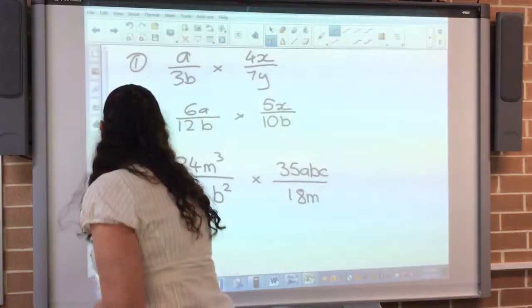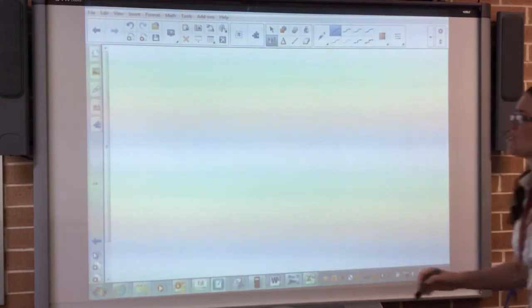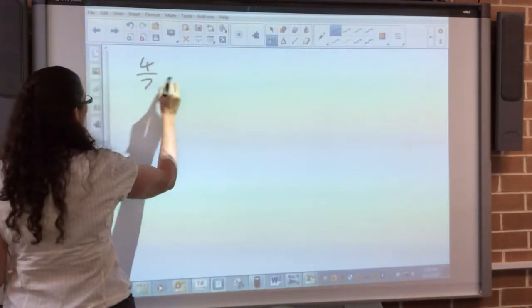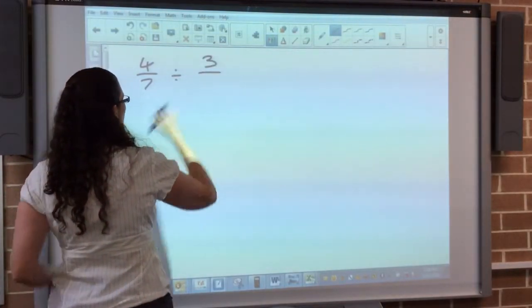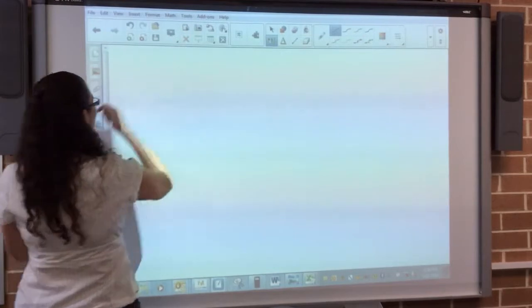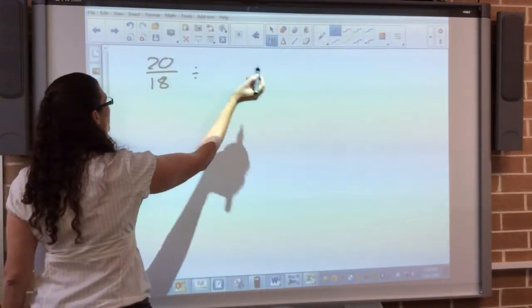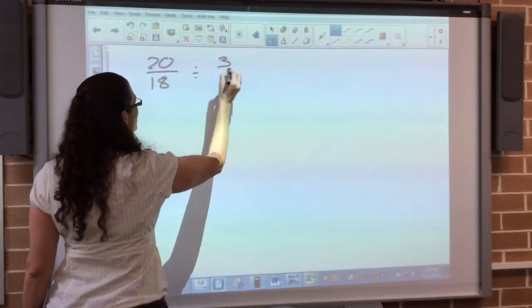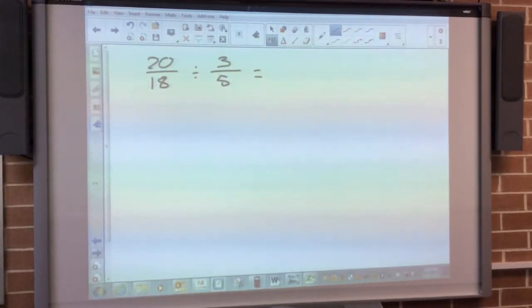Okay, so dividing fractions. Who remembers what the rule is for dividing normal fractions? So if I had 4 on 7 divided by 3 on, that's not going to work, is it? Let's make it better. Let's make it 20 on 18 divided by 3 on 5. Alright, what do I do?